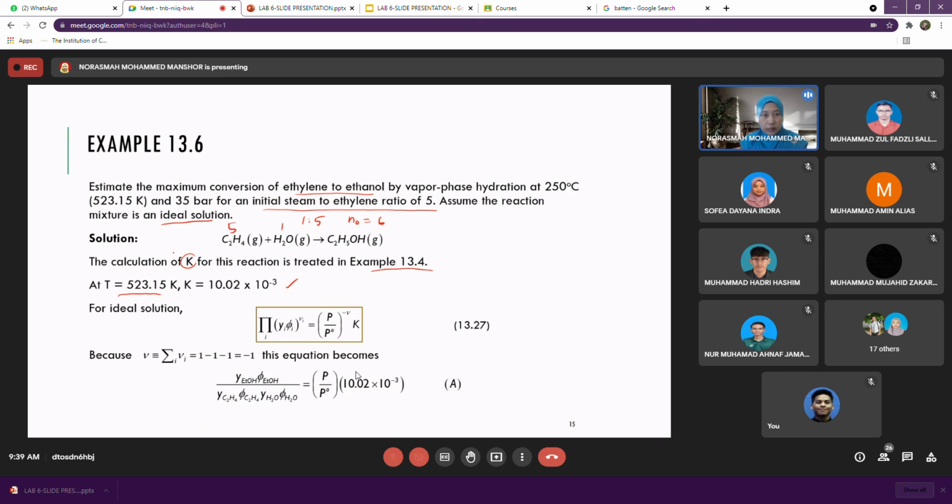Okay, for ideal solution, you use equation 13.27. Okay, this equation. Okay, V is summation of VI. Okay, you sumkan semua stoichiometric number. Yang ni -1, -1, 1. So V is equal to -1. Alright, so yang ni equation 13.27. Okay, yang ni adalah product of YI to the power of VI. So you darabkan untuk setiap species.